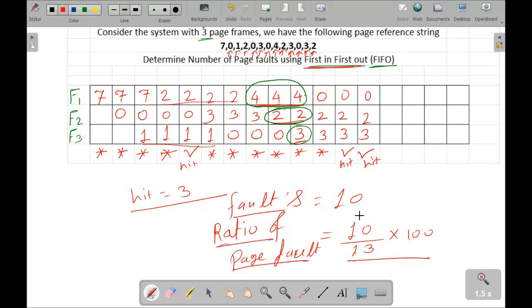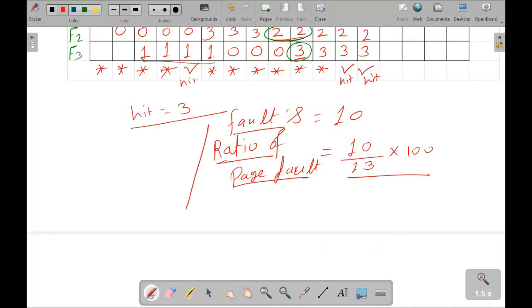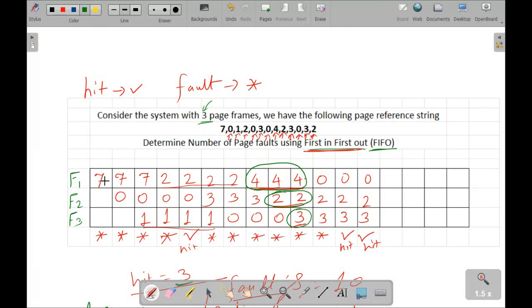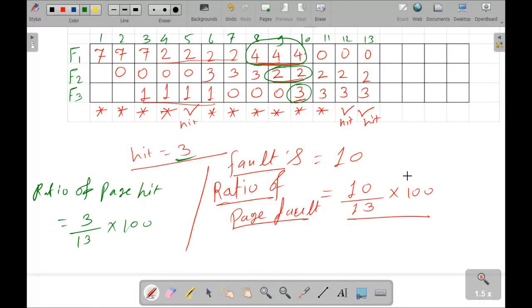Simply, you can also find the ratio of page hits. How will you do this? Again, hits are 3. So the ratio of page hits will be 3 divided by 13, the total number of transactions, multiplied by 100. Transactions means how many attempts we have made here. You should just calculate it: 1, 2, 3, 4, 5, 6, 7, 8, 9, 10, 11, 12 and 13. So these are the total number of attempts, the total number of transactions. That's why we have written 13 here.